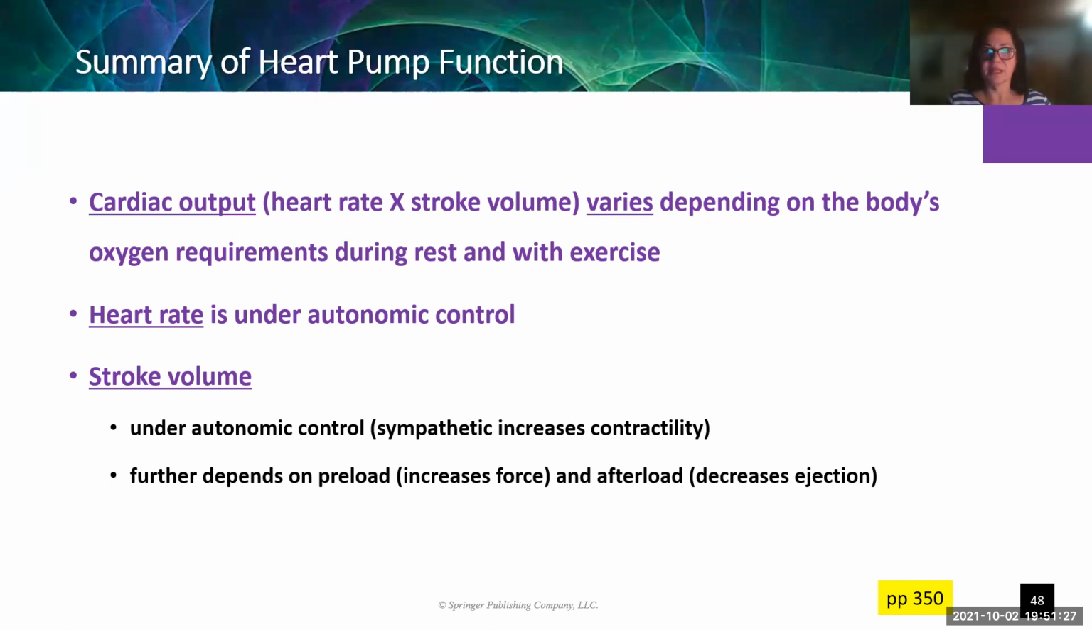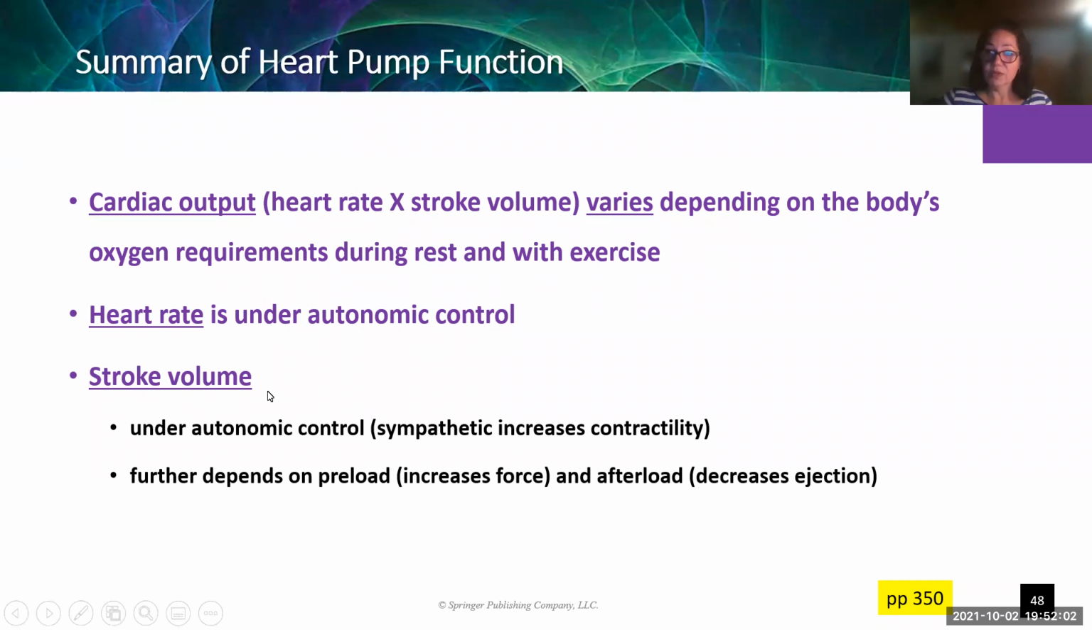So the parasympathetic system slows the heart rate. The heart's not contracting as hard, so we're not putting out as much, so the heart rate is slower and the stroke volume is lower. Then with exercise, our oxygen demands increase because our ATP demands increase. So we better increase that heart rate and we better increase that stroke volume. And so we've already said the heart rate is under autonomic control. Parasympathetic slows it down, sympathetic makes it go faster.